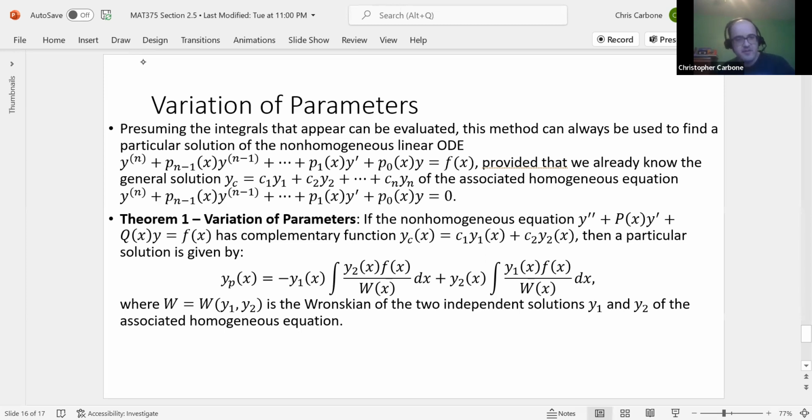So, theorem 1, variation of parameters. If the non-homogeneous equation y double prime plus p of x times y prime plus q of x times y is equal to f of x has complementary function y sub c of x is equal to c sub 1 times y sub 1 of x plus c sub 2 times y sub 2 of x, then a particular solution is given by this. Y sub p of x is equal to negative y sub 1 of x times the integral of y sub 2 of x times f of x divided by W of x dx plus y sub 2 of x times the integral of y sub 1 of x times f of x divided by W of x dx. W of x is W of y sub 1 comma y sub 2.